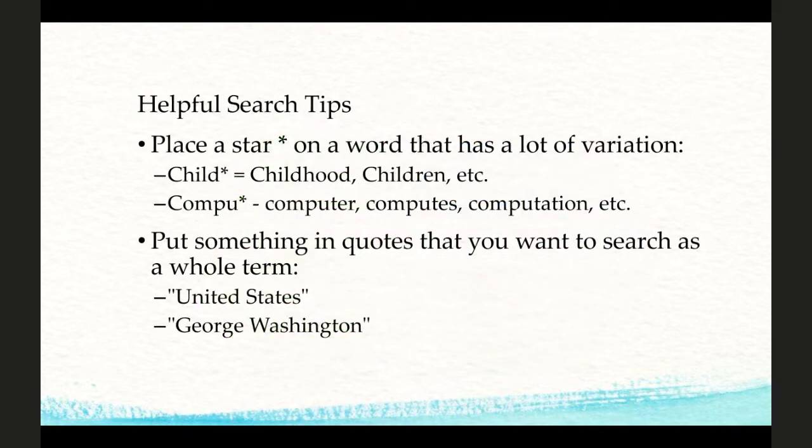Now some helpful search tips. When you're working with any database, mainly an academic database, you can place a star on the end of a word that has a lot of variation. Take child, for instance. If I put a star after the D in child, it's going to try to autofill anything after that. Childhood, children, etc. If it's like computer, you can do it after the U, and you're going to see that it's going to try and autofill all those other words or variations. And that's a very handy tool. On Google, it actually works a little bit differently.